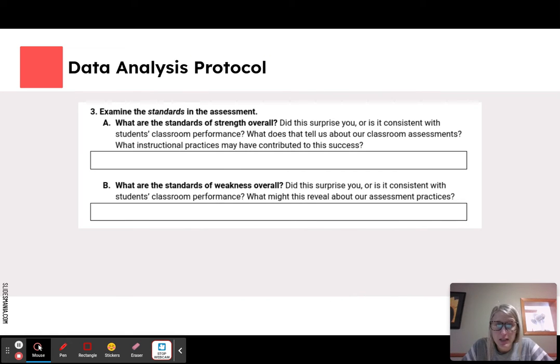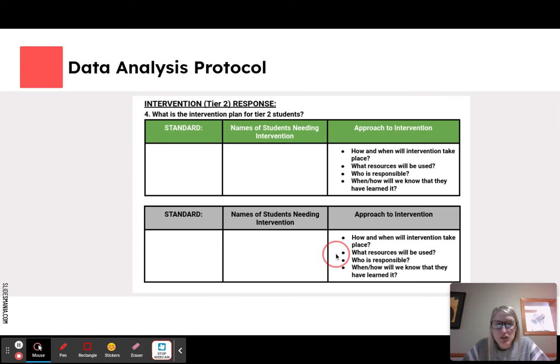And then we're going to examine the standards. So then we talk about what standards were a strength of students. Did this surprise you? Was it consistent with their minors and quizzes before? What instructional practices could have contributed to this? And then you do the same for the weaknesses. Did it surprise you? So on and so forth. And this is done by yourself, and then you talk about it as teachers.